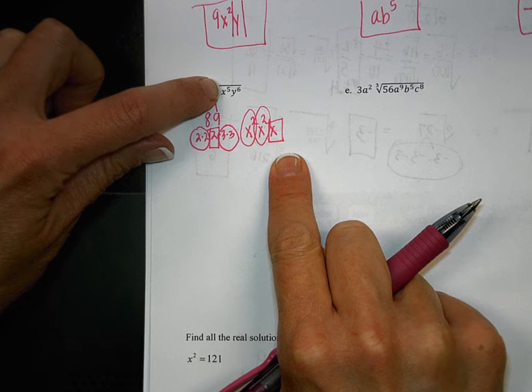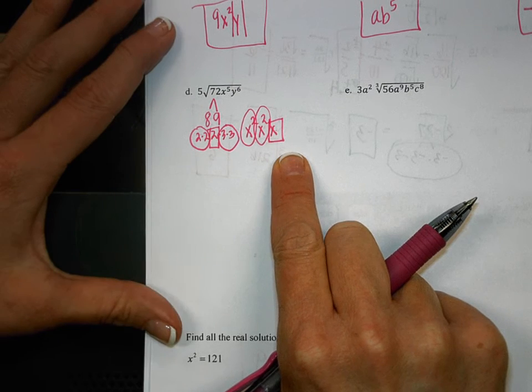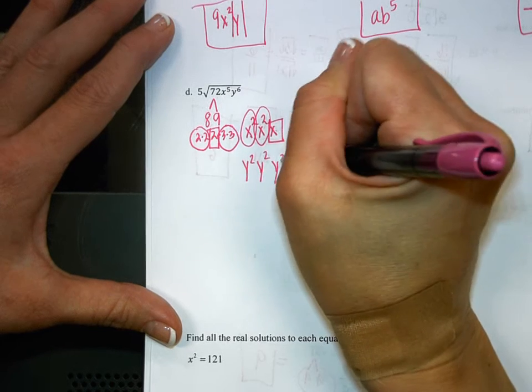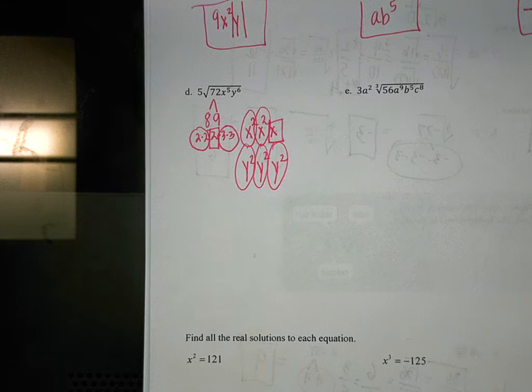Are we okay? What will I do with the y to the 6th? How many groups? Y squared 3 times, right? Because we need 2 for a group here. And there's no y's left over. That's 2, 2, and 2, which adds to be y to the 6th. Y to the 3rd power, because this is a square root, so I need 2 for a group.